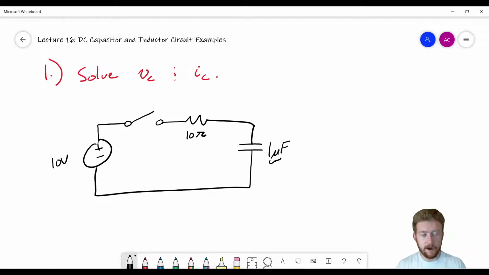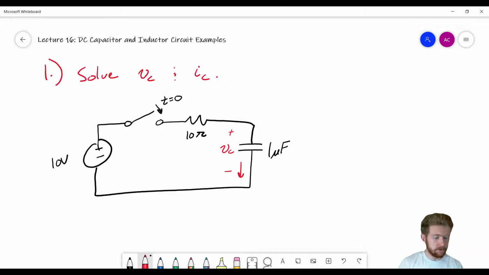Now remember, that is not a messed up M or a messed up U. That's actually the Greek letter mu, which means micro, or times 10 to the power of minus 6. So this is 1 times 10 to the power of minus 6 farads, or 1/1,000,000th of a farad. So this switch is going to close at t is equal to 0, and we want to know the voltage across this capacitor and the current through that capacitor.